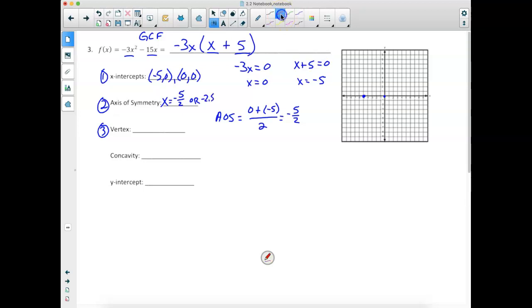Call it whatever you want. And I'm going to put my negative 2.5. That should split the seam right there. And those blue dots should be equidistant on both sides of your axis of symmetry.